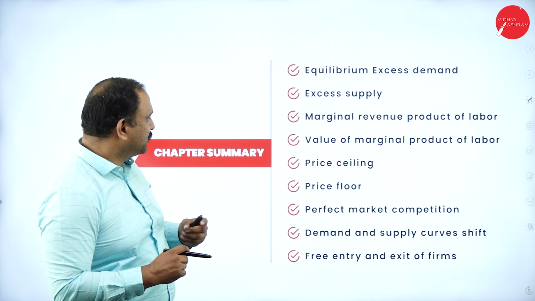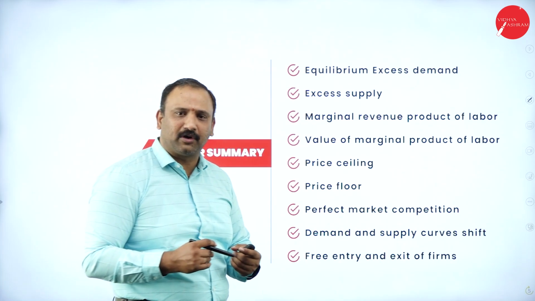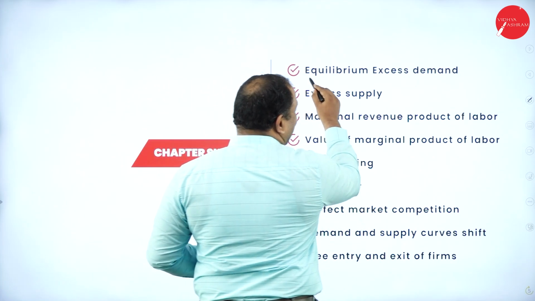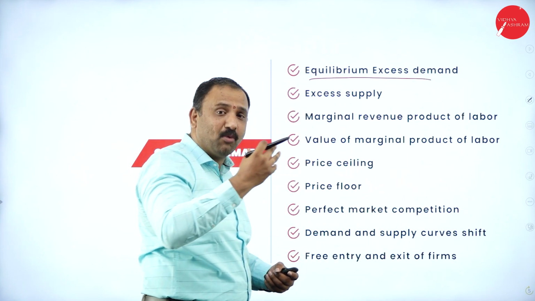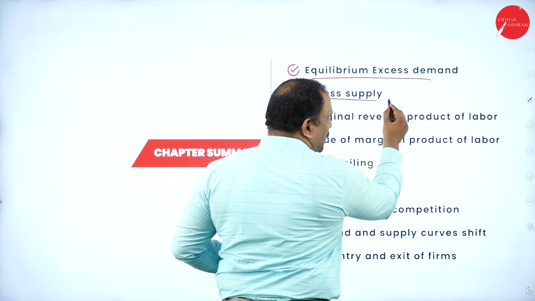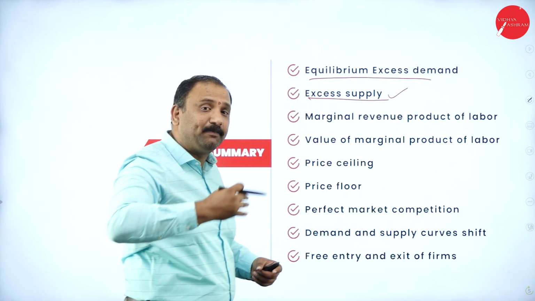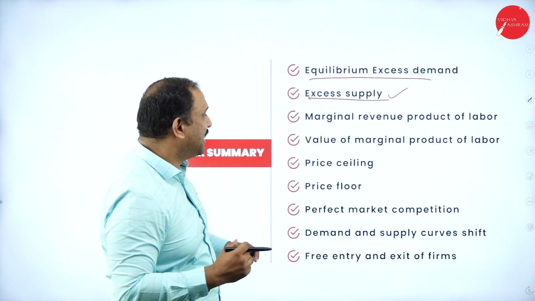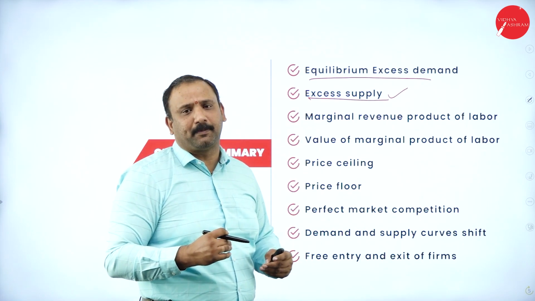Followed by, let's get on to the chapter summary, where we're going to talk about equilibrium, excess demand, where the demand is more than the supply, followed by excess supply, which is quite evident: the supply is more than the demand. Marginal revenue product of labor.